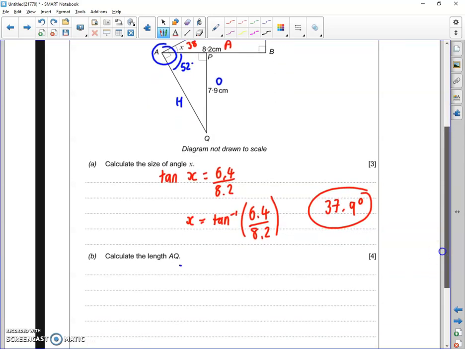So sine 52 equals O over H, so 7.9 over H. When you're working out H, because H is on the bottom, you've got to do a little bit of swapping around. Remember, H is the longest side. So H is 7.9 over sine 52, which comes out as pretty much bang on 10 centimetres, depending on how accurately you worked from the question above. Okay.